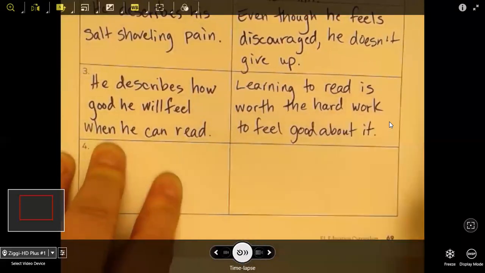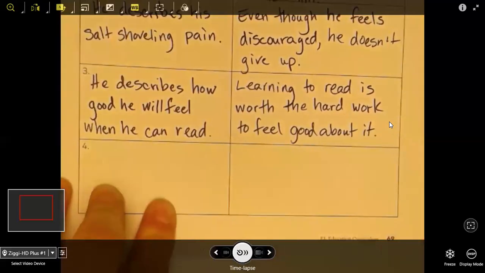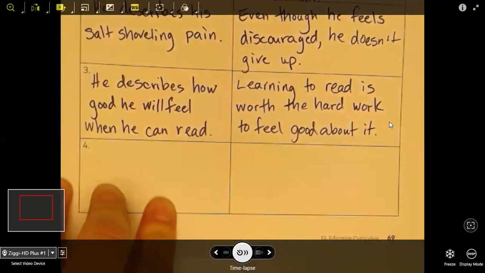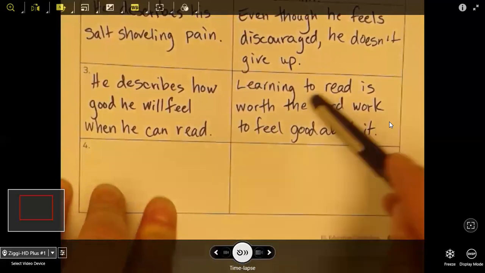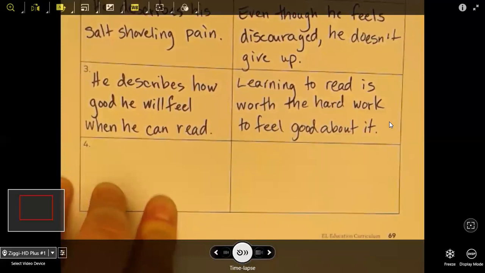I know when I learn how to do something new, you get a little feeling of pride, don't you, when you finish something that you couldn't do before. So learning to read is worth that hard work, and then you feel good about it. You feel great that you accomplished something. Yeah, it opens a whole new world and makes you feel great.